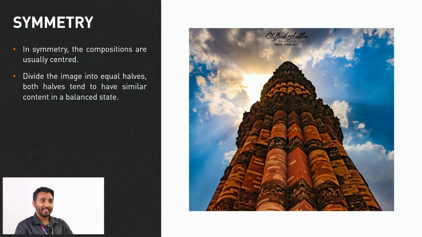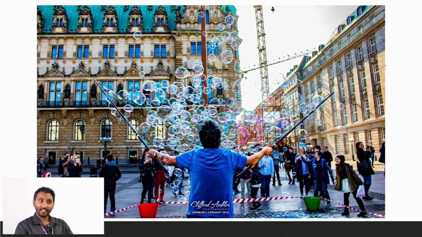Symmetry. In symmetry, the compositions are usually centered. It occurs when you divide the image into equal halves. Both halves tend to have similar content in a balanced state. Try dividing this picture into equal halves. Do you get the picture? Here's another example for symmetry.